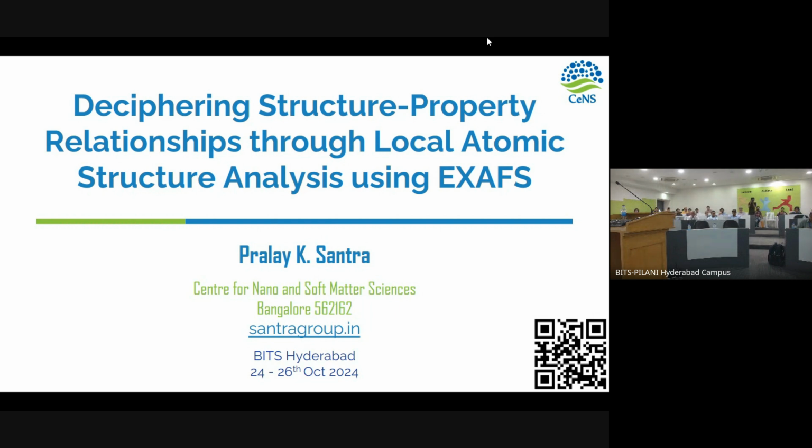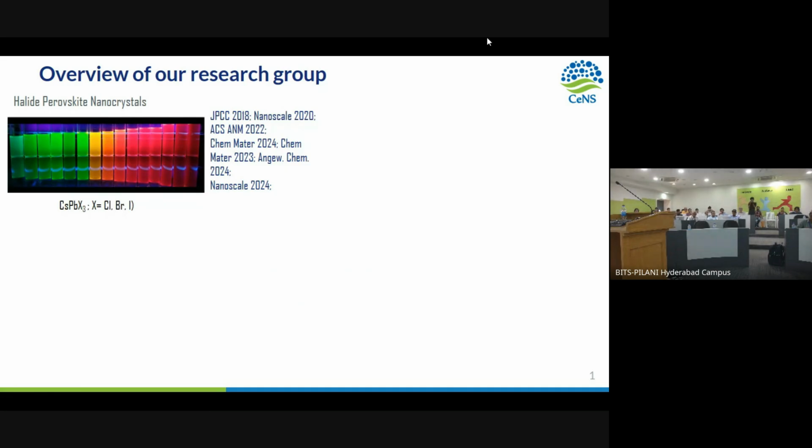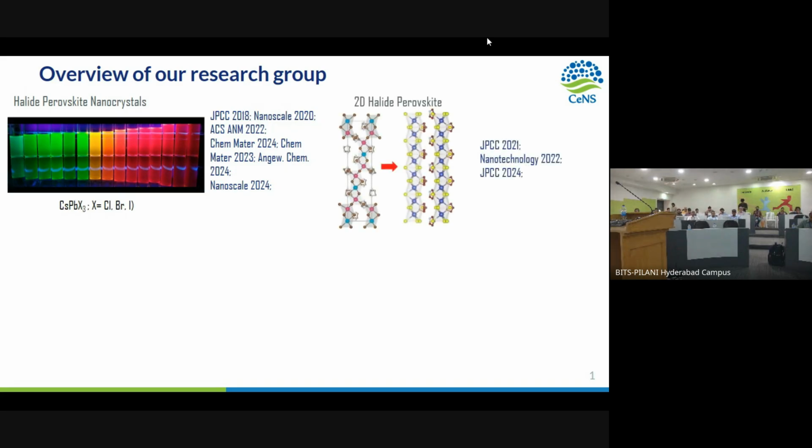As I said, first I'll give you a brief overview of what we are doing. Our group primarily works on halide perovskite nanocrystals. These are very brightly luminescent nanomaterials, and these are useful for photovoltaics and light emitting diodes. We also work on 2D halide perovskites. Again, we are trying to make single crystals of these systems and understand the structure property relationship, why a particular type of structure forms when you change from one halide to another halide.